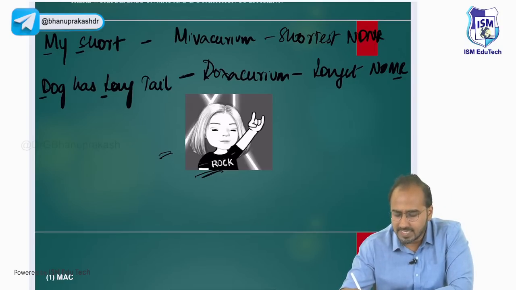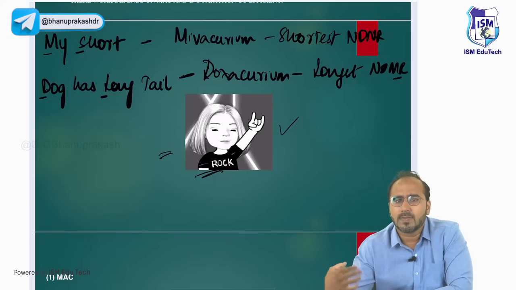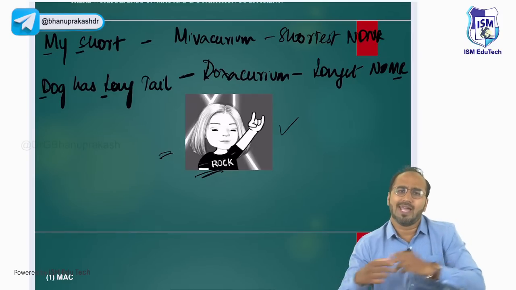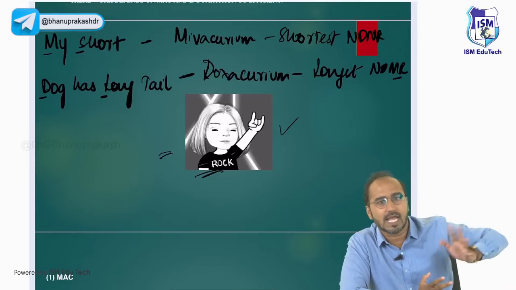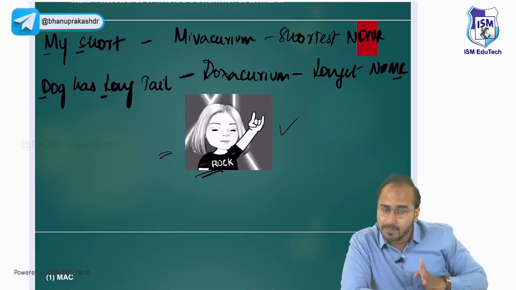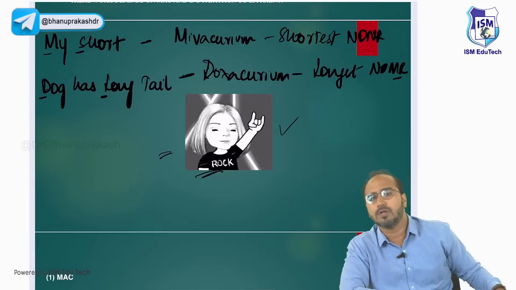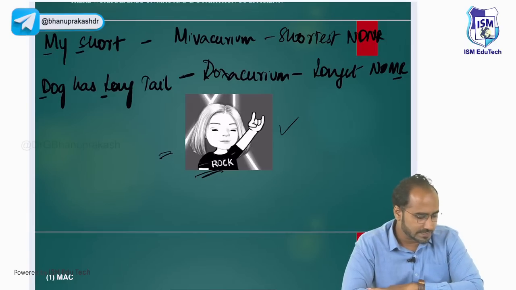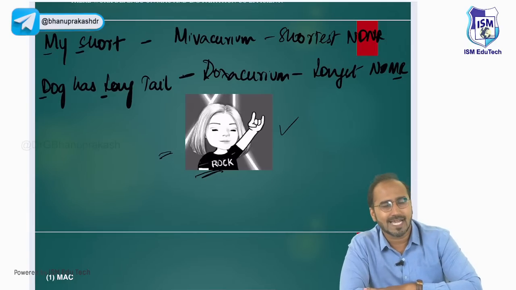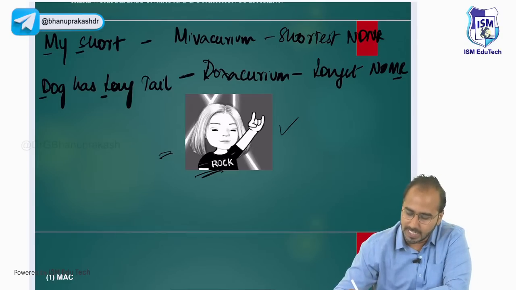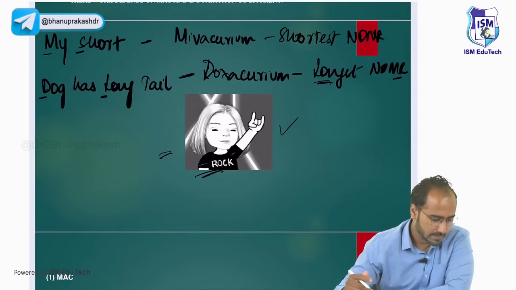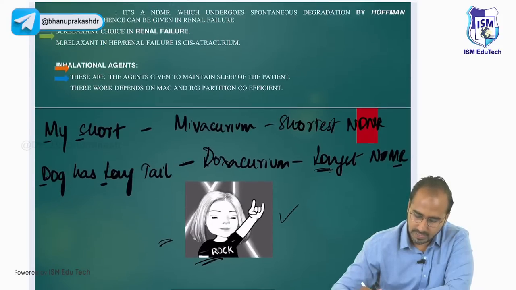The fastest we know. If you call a rock star for a concert, he will come, sing a song, take his money and go off. The fastest acting non-depolarizing is the rock star, rocuronium. Shortest acting is what, guys? For that the mnemonic is, my short dog has long tail. So mivacurium is the shortest and doxacurium is the longest. Is it clear, guys? Yes or no?